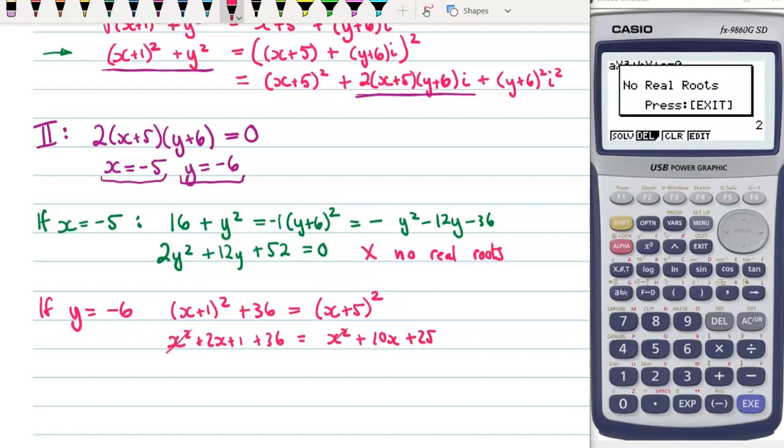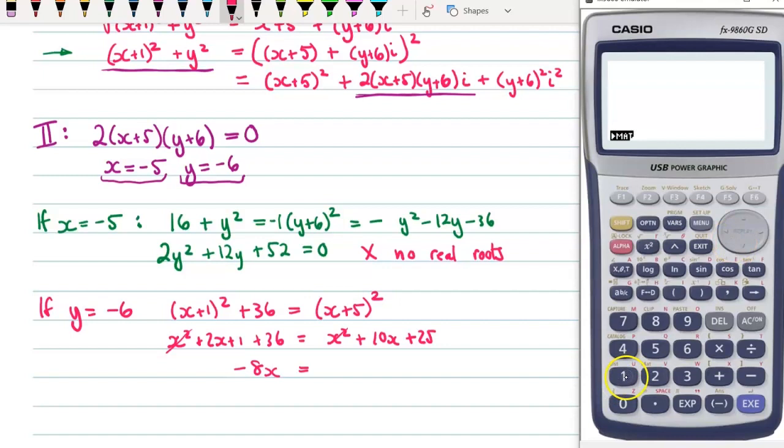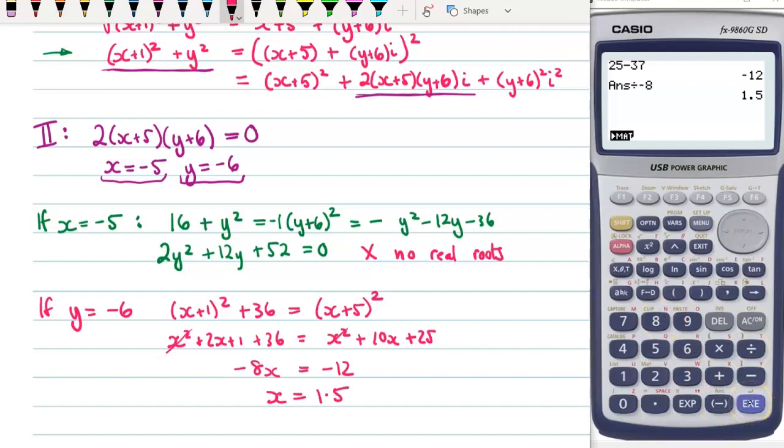So the x squareds cancel, and we've got, let's bring the x's over to the left, so 2 minus 10 will be minus 8x, and then 25, let's go back to this, so 25 take off 37 is minus 12, so x is 12 divided by 8, 1.5. So we have got a solution there.